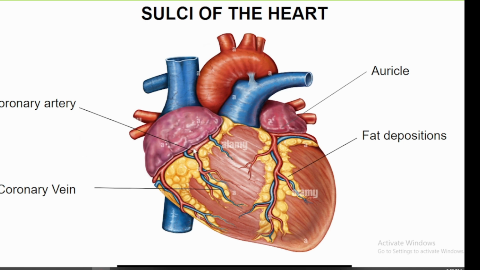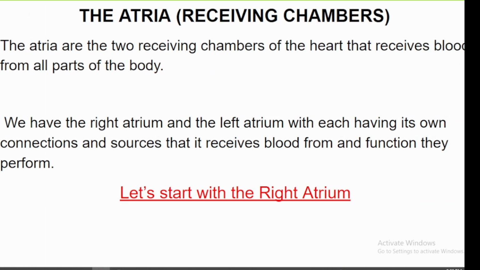Then we have our coronary blood vessels, our coronary artery, which is this red one. That is what supplies oxygenated blood to the heart wall. And we have the coronary vein, which takes deoxygenated blood from the heart wall into the right atrium. Is that okay? So that is what we just studied. This is its image. So let's now move on to our next slide.